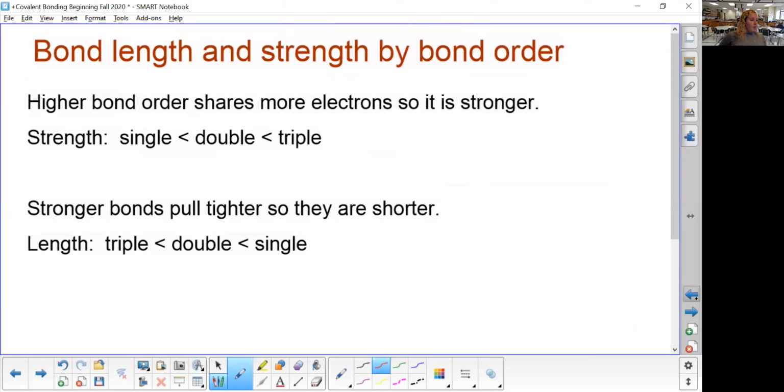Also, if you have a higher bond order, remember bond order is whether you have a single, double, or triple bond. If you're sharing more electrons, then it's going to reduce the bond length, and it's going to make them stronger.